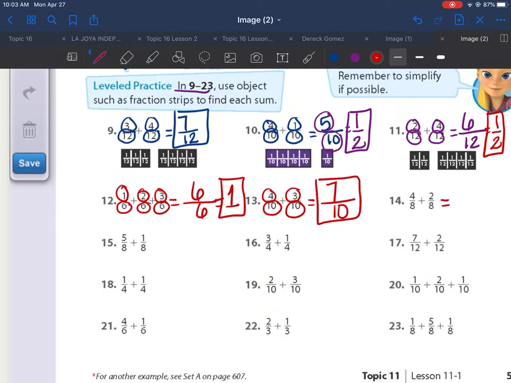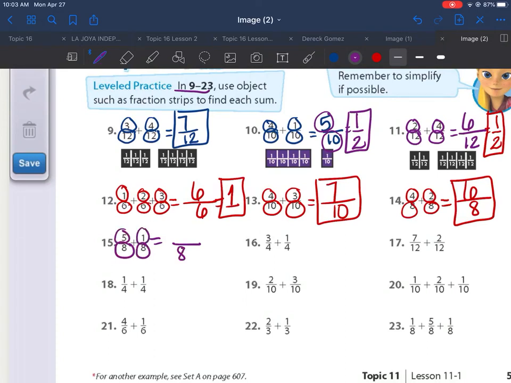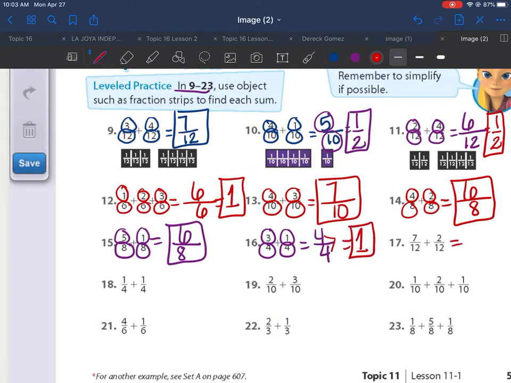Denominator stays the same. 4 plus 3 is 7. Denominator stays the same. 4 plus 2 is 6. Number 15, denominator stays the same. 5 plus 1 is 6. Number 16, denominator stays the same. 3 plus 1 is 4. When the number at the top and the number at the bottom are the same, that means 1 whole.